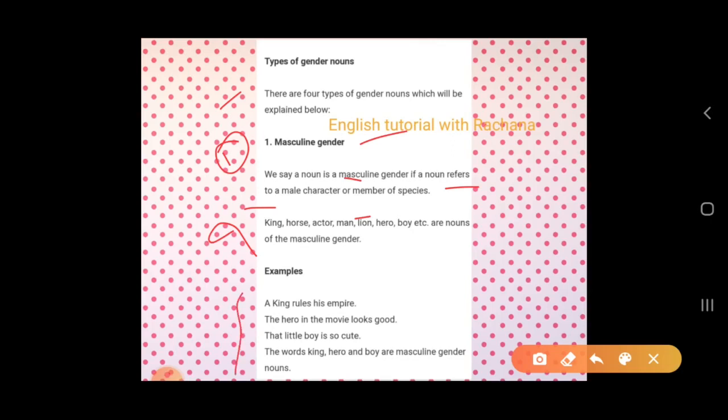And if we understand it with examples, here we have: a king rules his empire. So all these nouns: king, hero, little boy, all of these refer to masculine gender.